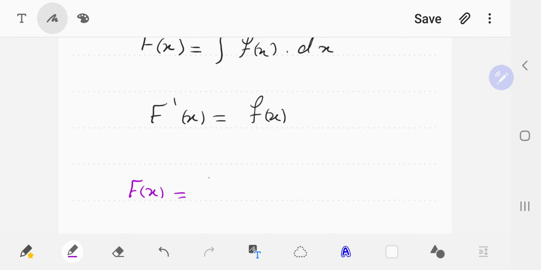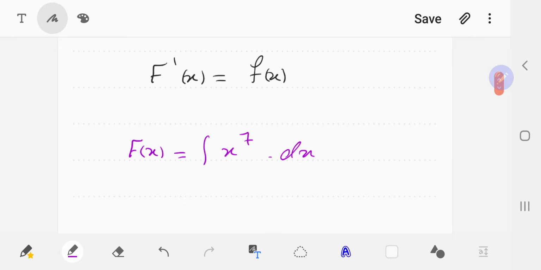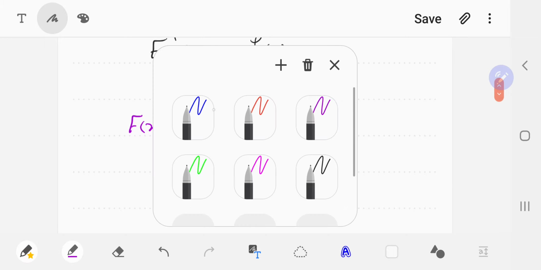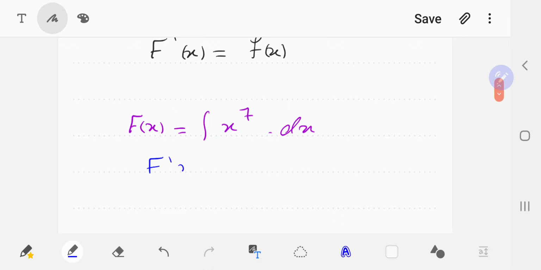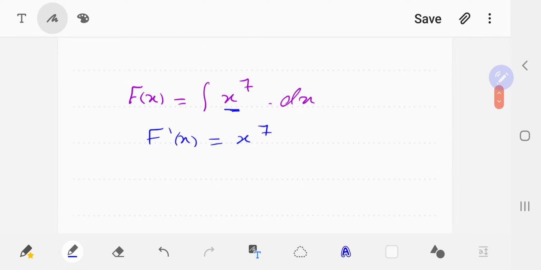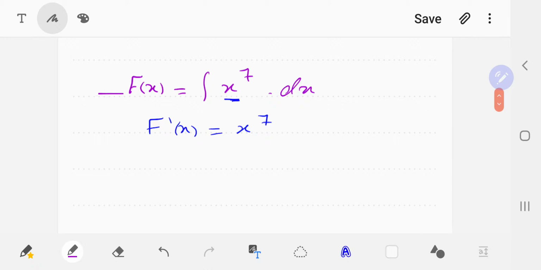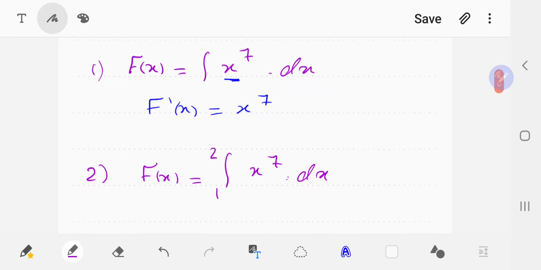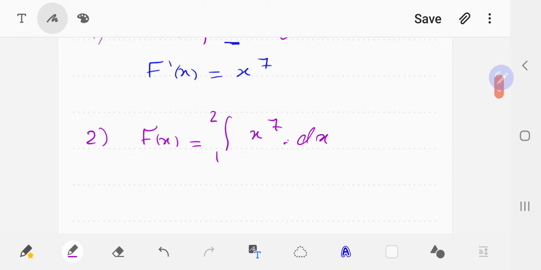So for example, if I said that F of x is equal to the integration of x to the power of 7 dx, and I ask you to find F prime of x, then immediately you will say that F prime of x will give me what's inside, x to the power of 7, without even working that out. Well, that's good. What if the question was this case? Capital F of x is equal to the integration from 1 to 2 of x to the power of 7 dx. If it was a definite integral and I'm asking you to find the derivative.